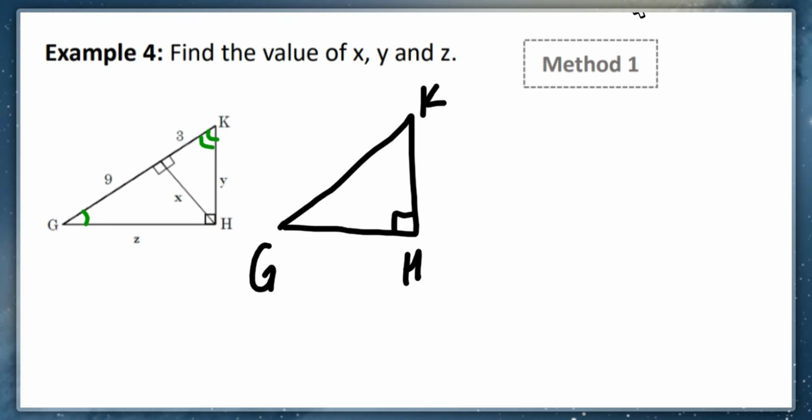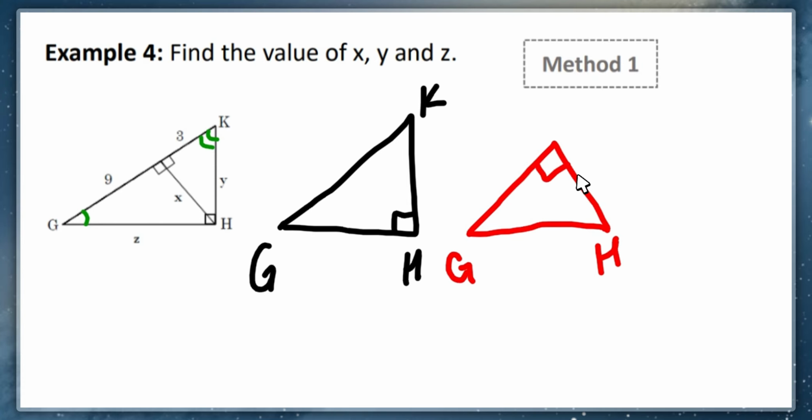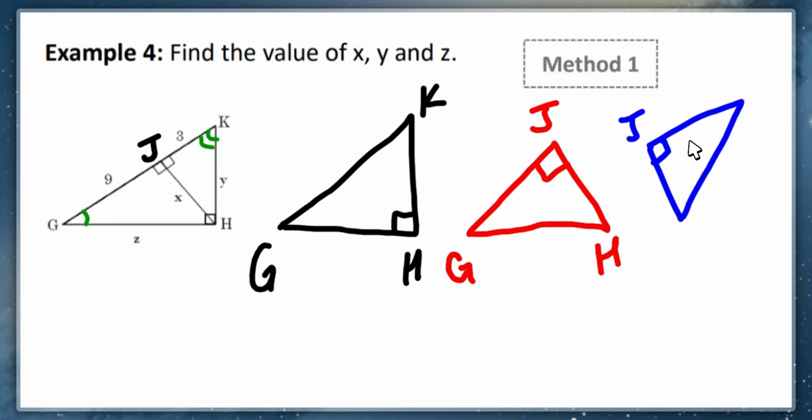Here's your right angle. Look at the second triangle. In this second triangle, we're looking at triangle GH, and then you're noticing that, hey, there's no letter here. So we're just going to make up our own letter there. We'll just call this J. So we'll call that GHJ. And then lastly, the blue triangle here would look like this. We'll call this J. This is where the right angle is, KH.